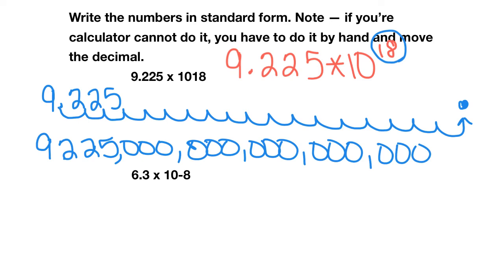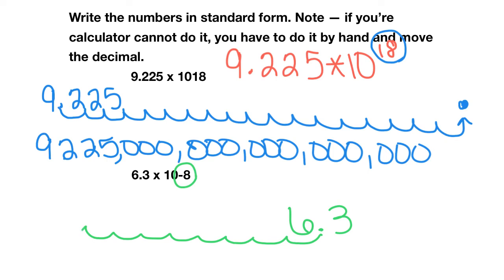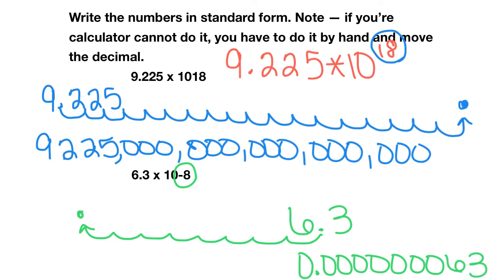Our next number is 6.3 times 10 to the negative 8th power. Since the exponent is negative, I'm creating a very small number. So my decimal is going to have to move 8 places to the left. 2, 3, 4, 5, 6, 7, 8. I'm going to have to insert 7 zeros. And that is the standard form of 6.3 times 10 to the negative 8th power.